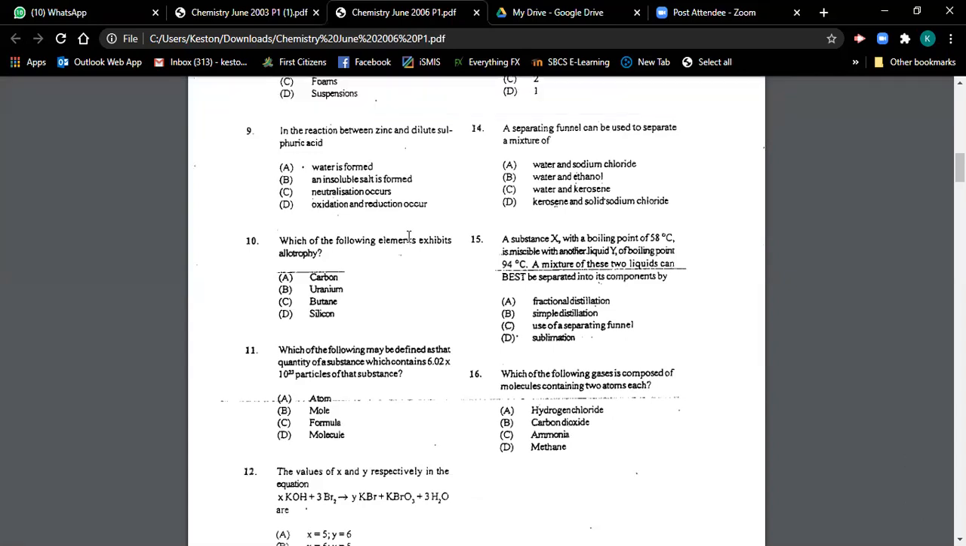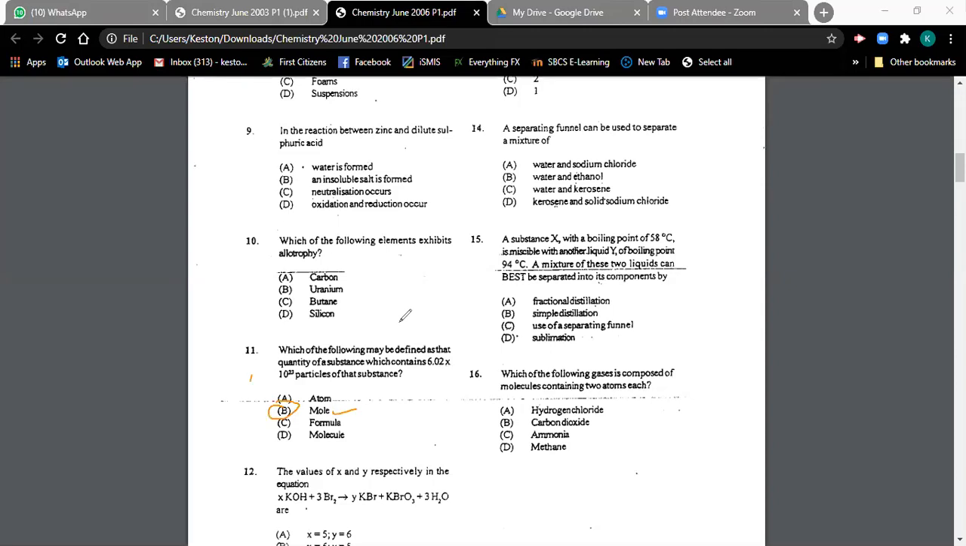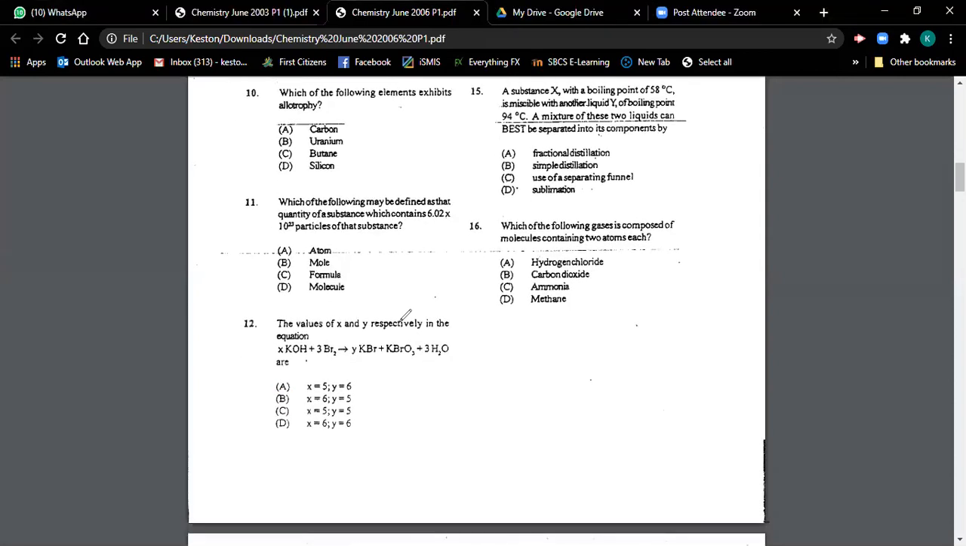This is an easy one. Yep, mole. This is the easiest mole question you'll ever see. Right? B is correct for this one. Very good. 12. The values of x and y, respectively, in the equation are, we're going to balance this.